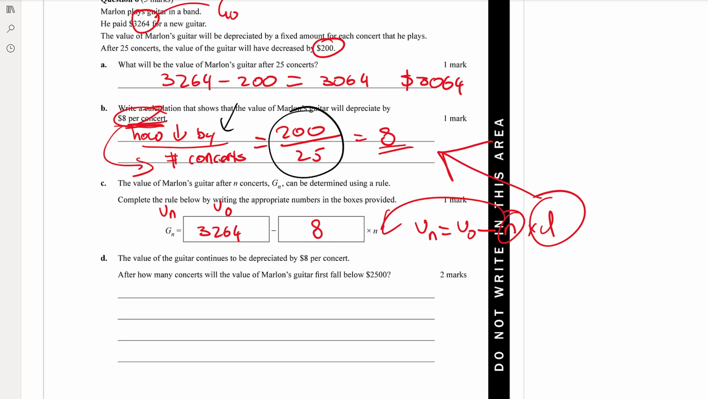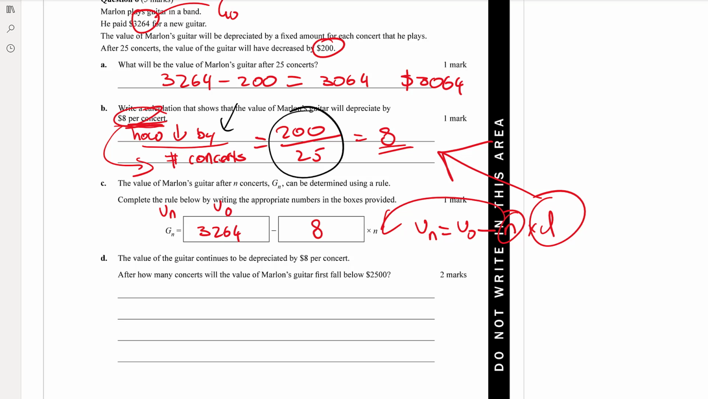So let's look at D. D is: the value of the guitar continues to be depreciated by $8 per concert. After how many concerts will the value of Marlon's guitar first fall below $2,500? So I'm going to show you two ways to do this. One will involve solve, especially if you've got a TI-Nspire CAS, which is, as you've seen, what I've been using. And the other way you can do using any calculator really. So I'm going to start with that one first.